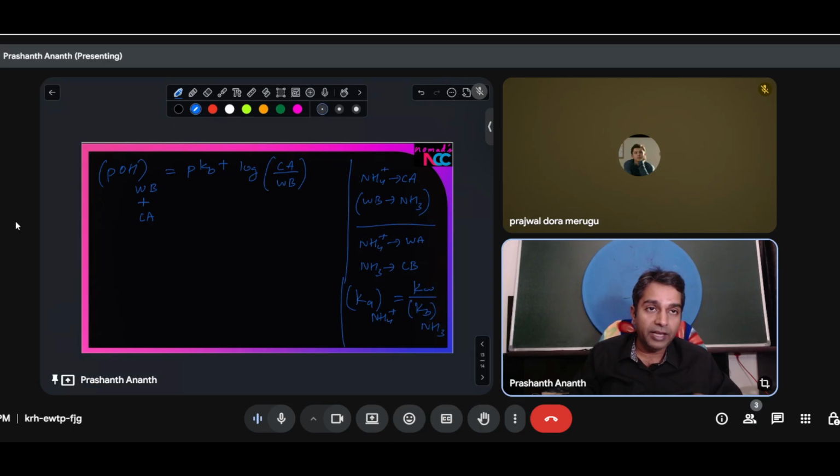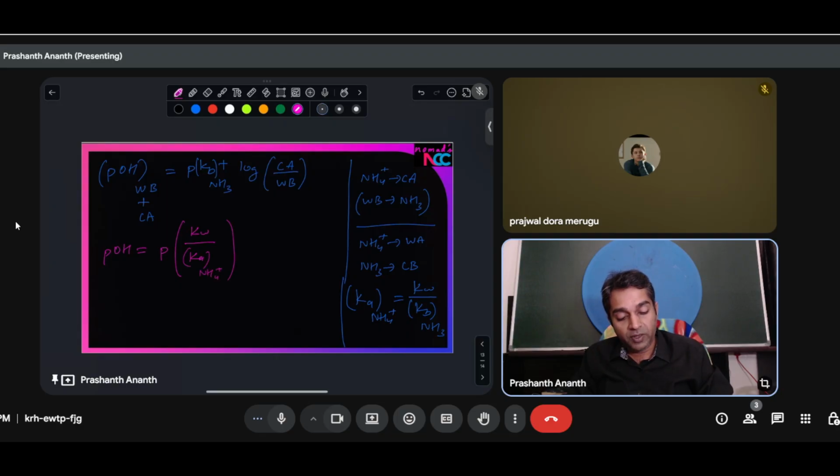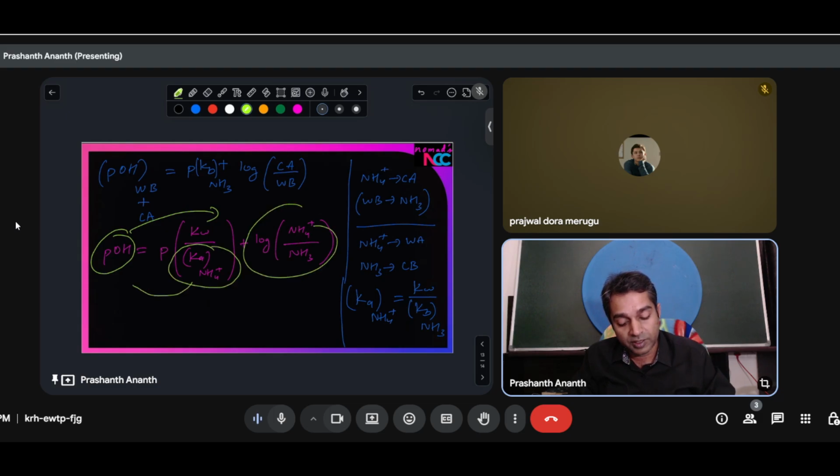I can substitute for Kb of ammonia from this equation. If I substitute it here, what will I have? I'll have pOH is equal to p of Kw by Ka of NH4 plus log of NH4 plus divided by ammonia, correct? So now I can take everything else to one side and bring the pOH to this side, meaning I'm bringing this term and this one both to this side.